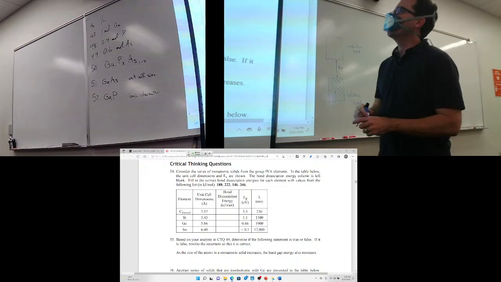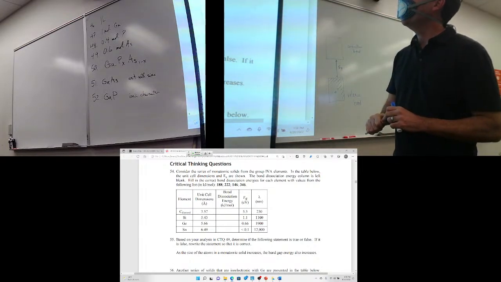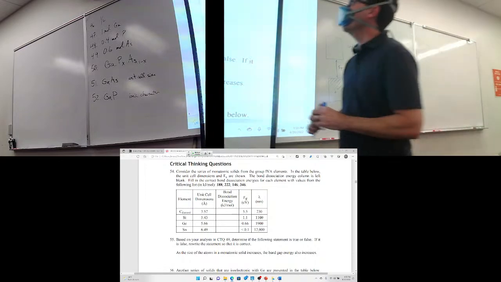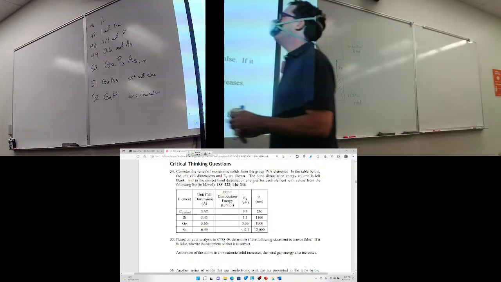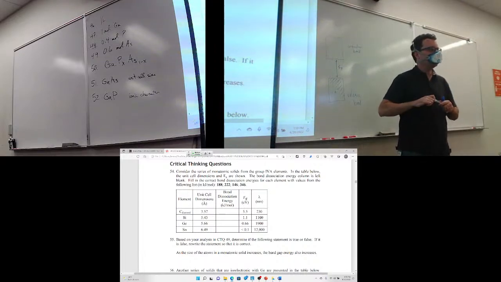So, 54. Consider the series of monatomic solids shown from group 4 elements. We've got a series of bond dissociation energies, and we need to fill them in. So, we're looking at group 4. Here the unit cell gets bigger. The band gap gets smaller. Bond dissociation energy is the energy required to break the bond.